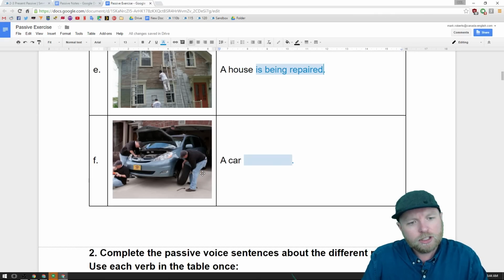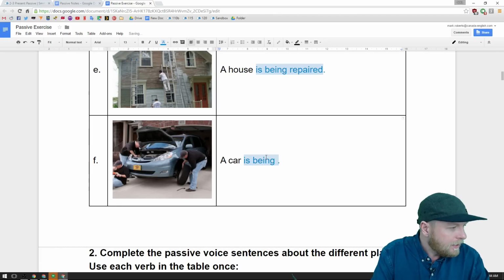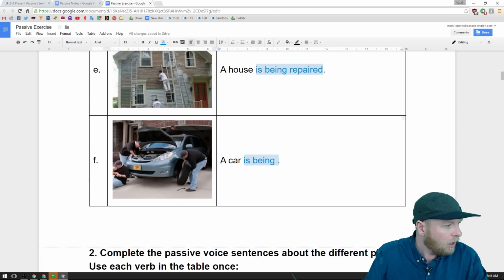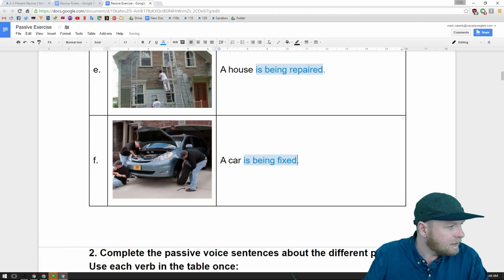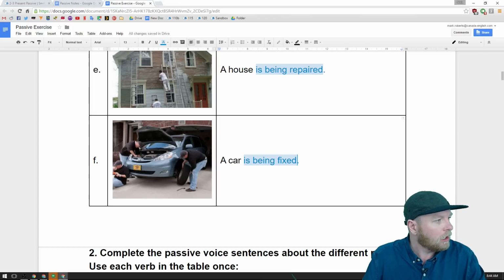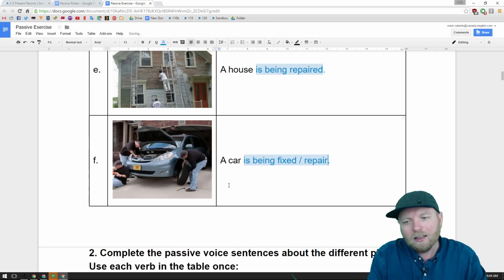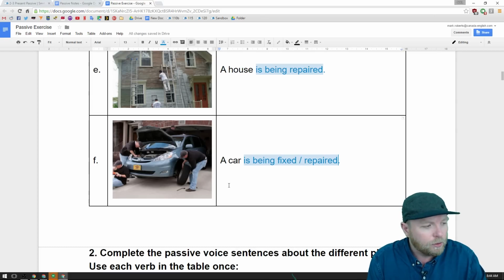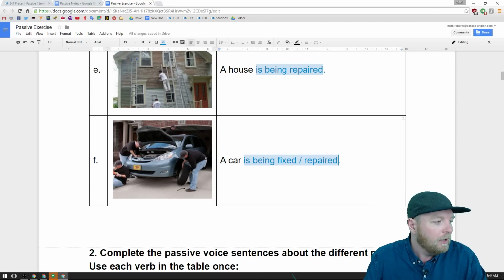What are they doing? What is this guy doing? All right. Well, a car is being, what did you guys write here? A car is being fixed. Fixed. Right? Good job, Daniel. A car is being fixed. Kayo, a car is being fixed. And guys, students always ask me, what's the difference fix and repair? They're the same. They're totally the same, okay? So don't worry about that.